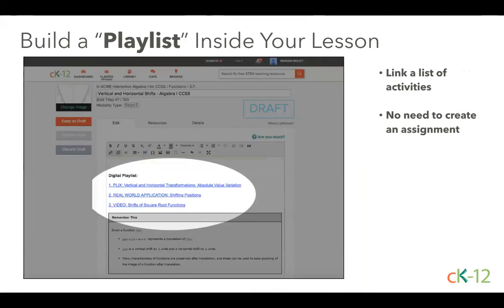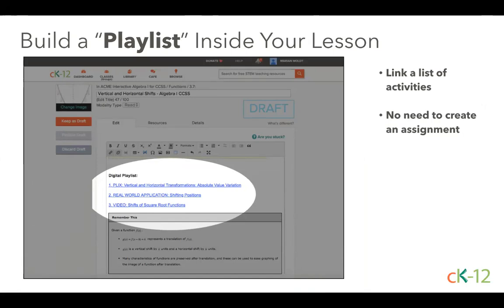The next teaching strategy is to build a playlist inside of your lesson. When you're putting together a lesson or a read, it is really good at the bottom to offer a keep on learning section. Normally with a lesson, we try not to overload it with too much content, but to offer some ideas if the student still wants to learn more, you could put a link directly to the CK-12 concept page, of course, and say, keep learning on that.